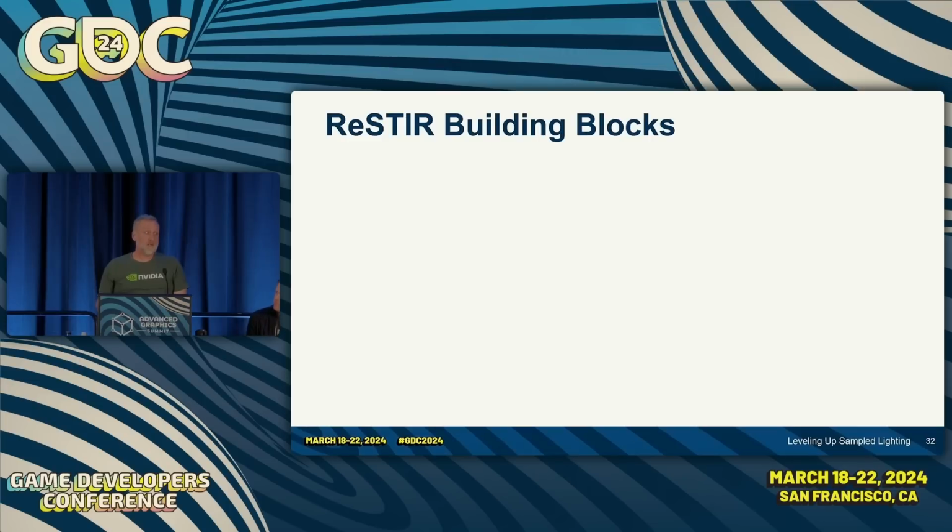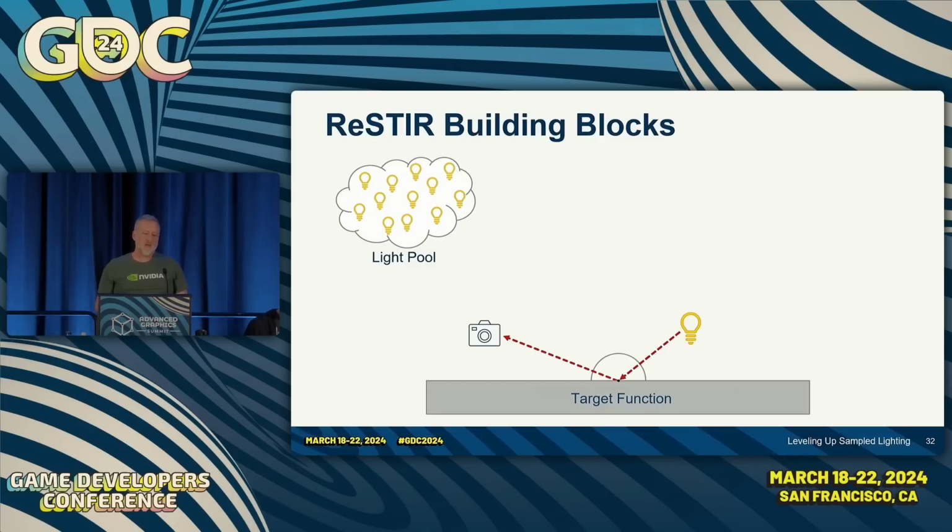So first I want to talk about some building blocks that we're using within our ReSTIR implementation. First, we build ourselves a light pool that's basically the set of lights that we want to sample from. This is a structured buffer. We stick it on the GPU. Then we have this target function. This is just the evaluation of the BRDF against a light sample. So stuff that's already existing in the engine, we're going to reuse code in the engine for doing this evaluation. That's important for weighting our samples as we reprocess them.